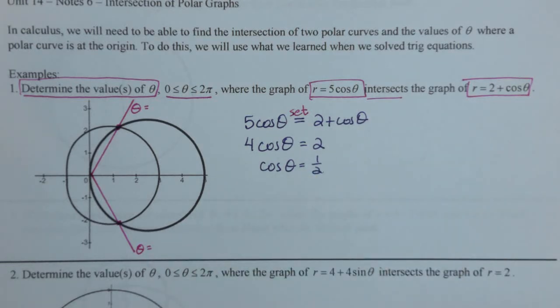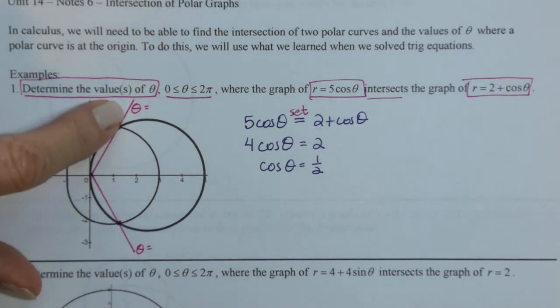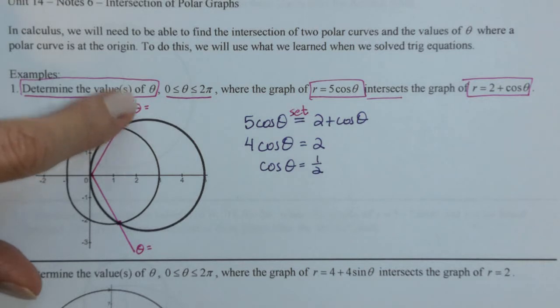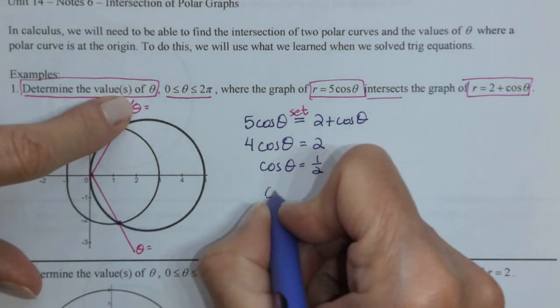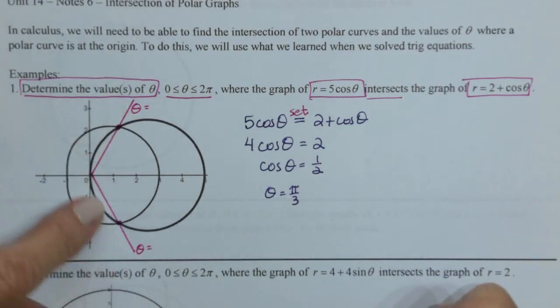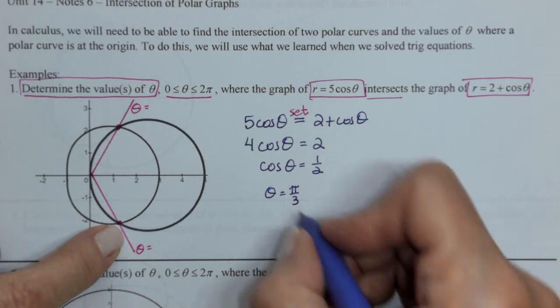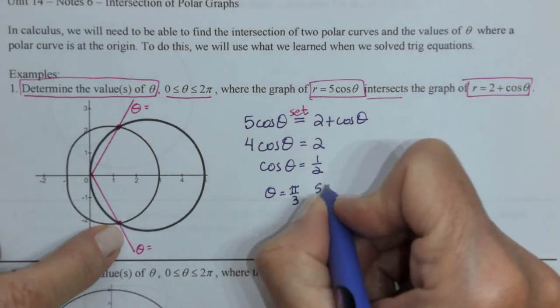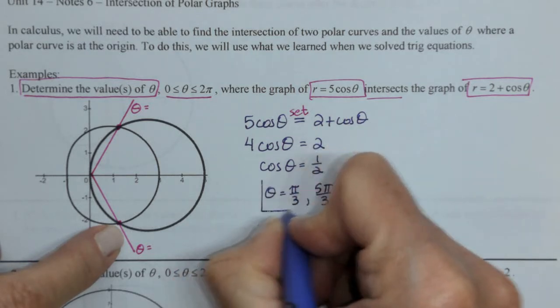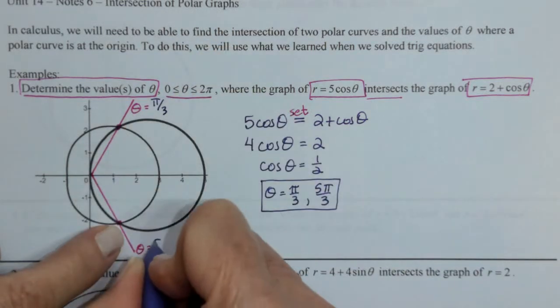Okay? If cosine of theta is 1/2, visually I can see it right here. If cosine of theta is 1/2, what does that theta have to be? Well, that theta has to be pi over 3. What does this theta have to be? It's the pi over 3 angle in quadrant 4, so 5 pi over 3. So those are our two theta values.